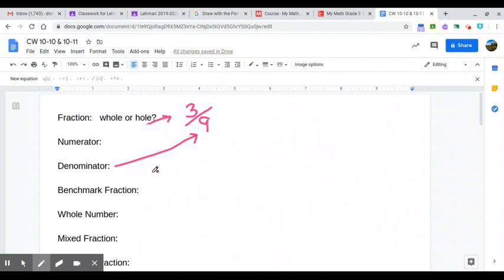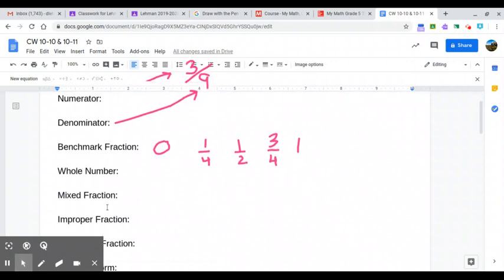Okay? And a benchmark fraction, let's keep going. A benchmark fraction is representing fractions that we know. So if we have something like 5/9, we're trying to figure out what 5/9 is closer to. We could say it's closer to 0. We could say it's closer to a quarter. It's closer to a half. Or maybe it's closer to 3/4 or even a whole. So these are benchmark fractions. They are easy numbers that we can look at and say, oh, I know what 3/4 stands for. I know how much that is.